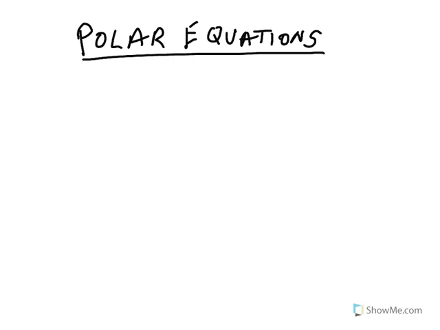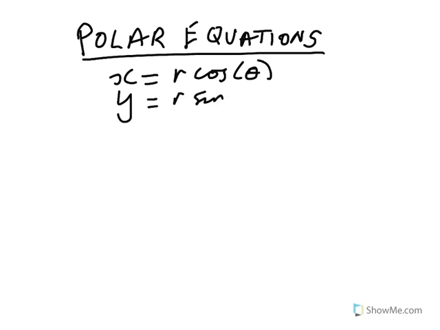Okay, next is polar equations. So if x and y coordinates, there's a relationship between the Cartesian and the polar, and these are what they are. X equals r cos theta and y equals r sin theta. Then you can convert Cartesian equations to polar and vice versa.